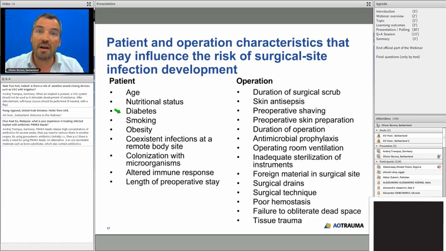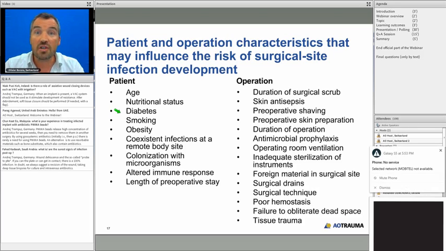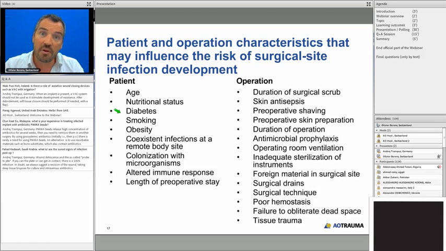Preoperative skin preparation is important. We have to first mechanically wash before we disinfect. Duration of the operation has an impact. The longer the operation lasts, the higher the risk of infection. During long operations, often patients do cool down, and if they are too cold, the risk of infection goes up. Antimicrobial prophylaxis is a very important point. That's the reason why we're going to talk more in detail about this subject afterwards.